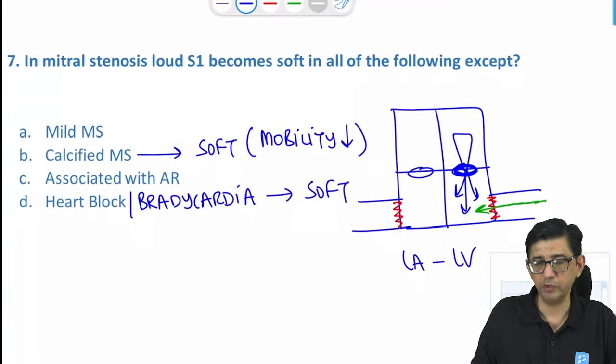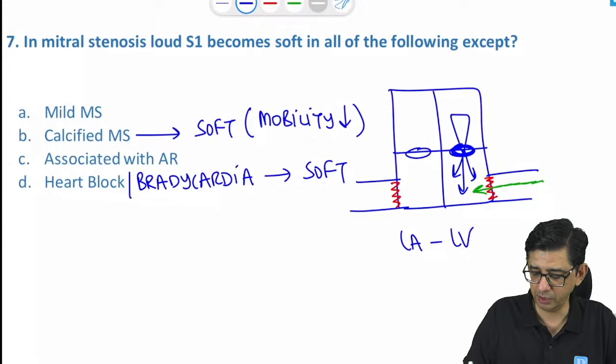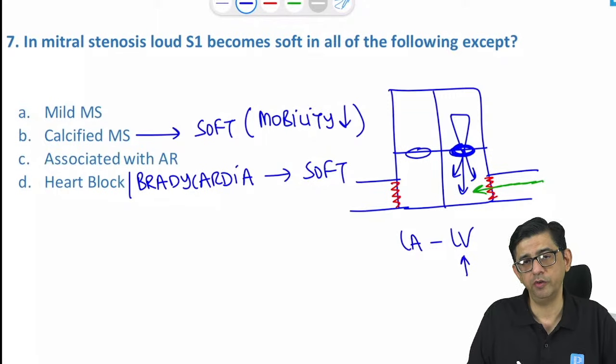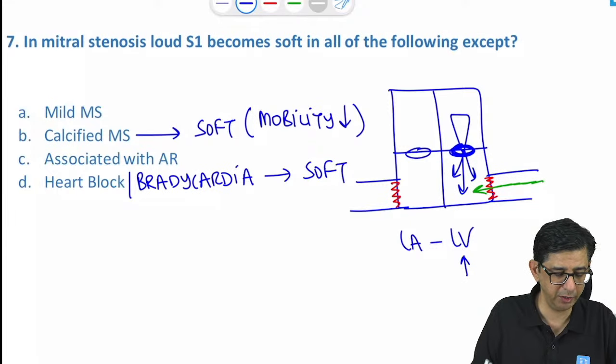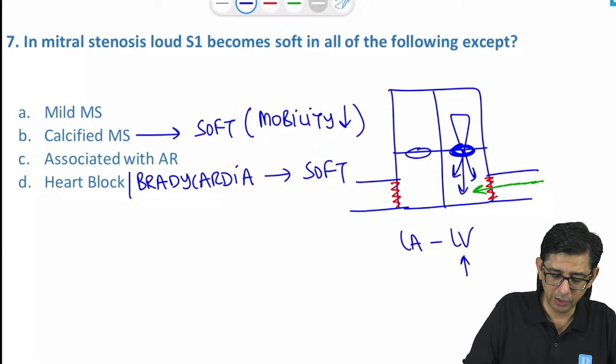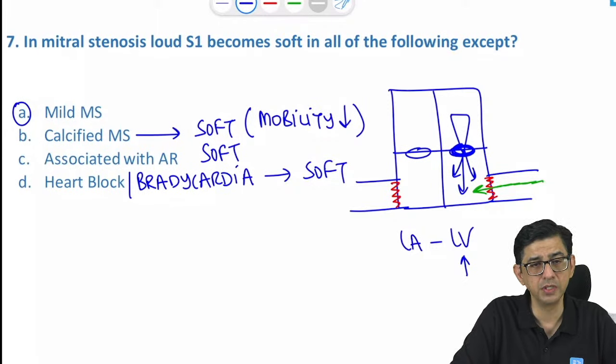And if you are going to have this blood, which you can see is coming from the aorta back into the left ventricle, then this value will go up. And if this value will go up, then the mathematical gradient will become lesser. And if the gradient will become lesser, it will still become relatively soft. So the point is, there is only one of them that would be having a loud one, and that was mild mitral stenosis. The correct answer to this one is option number A.